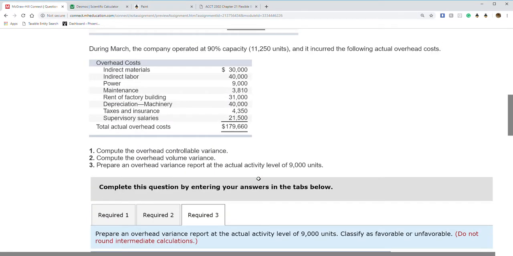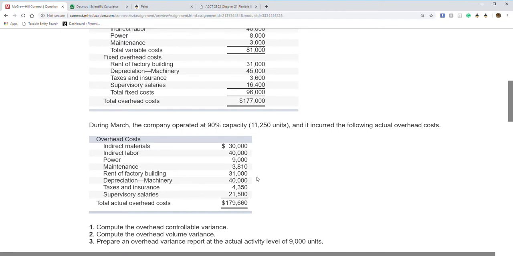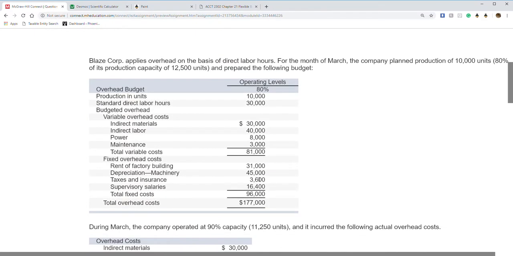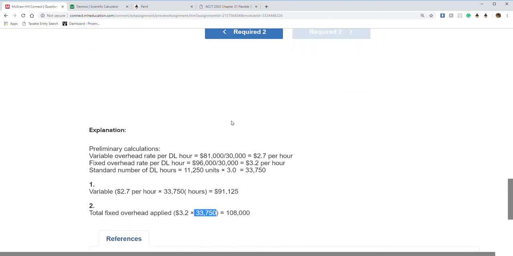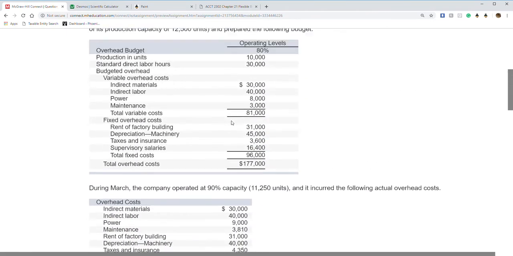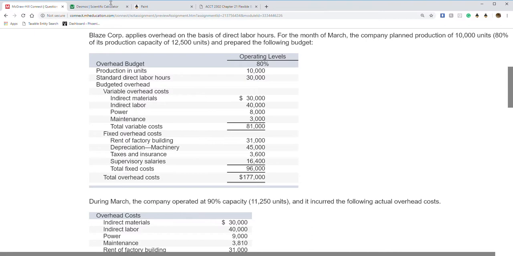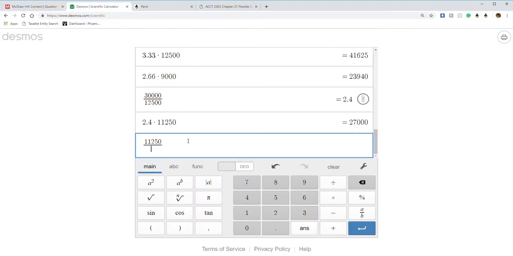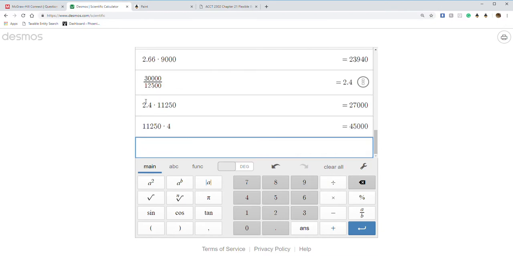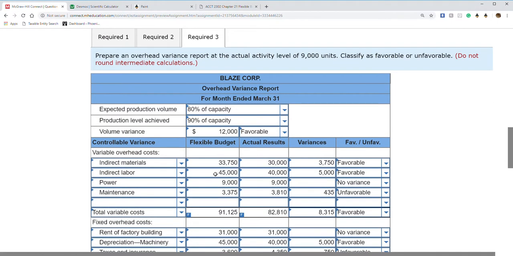So, 45, if we take that same kind of aspect, let's see, because that's what it is. Okay, so basically 10,000 into 30. Okay, so 10,000 into 40, that's what we're going to do. That's 4. So 11,250 times 4,500. Yep, that's what they're doing.